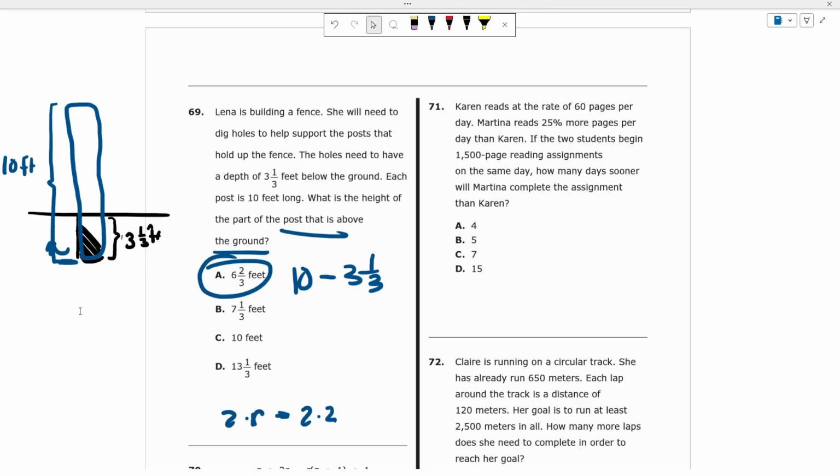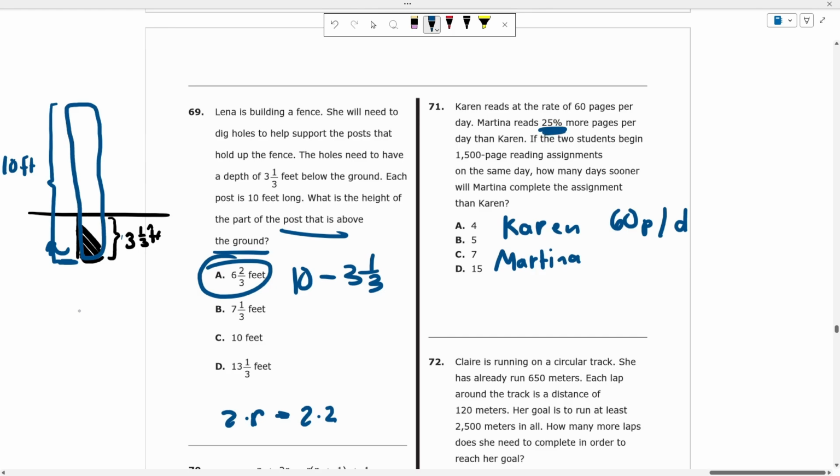Okay, so we know they have different rates that they read. Right? One of them reads quicker than the other one. So we know that Karen reads at a rate of 60 pages per day. We know that Martina reads at a rate that's 25% more. So what's 25% more than 60?